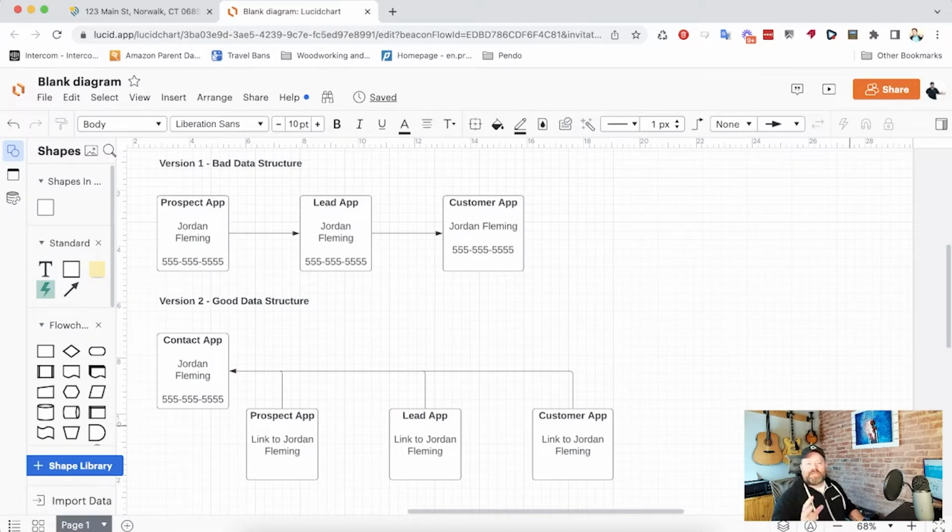Okay, so before we dive into Podio, I thought I'd take a moment to illustrate this in some diagrams. Essentially, we've got a bad data structure and a good data structure on how to build it in Podio drawn out here. Now, if we look at the bad data structure, what we basically have is three apps: a prospect app, a lead app, and a customer app. And what we're doing is we're hard placing the data about that person, Jordan Fleming, and his phone number. We're putting them in as fields in each app. That means that Jordan Fleming and his contact data exist as bits of information on each single app.